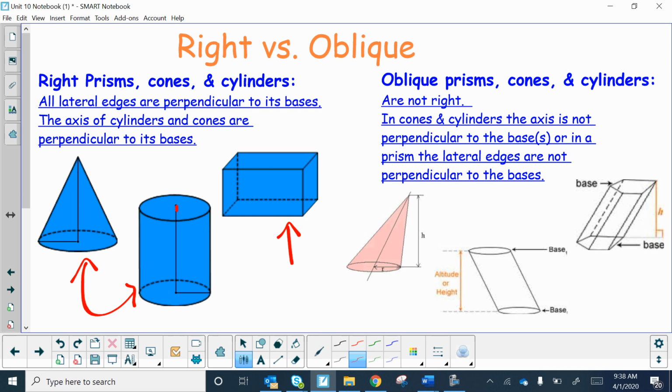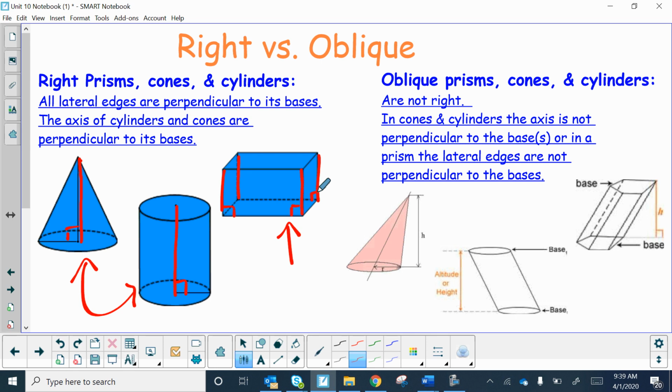So this axis right here is perpendicular to its base. That's why it's right. Same thing for this one. This axis right here is perpendicular to its base. All of these lateral edges right here are perpendicular to its base, okay? Or like I said, if you pick the other base, these are all perpendicular.